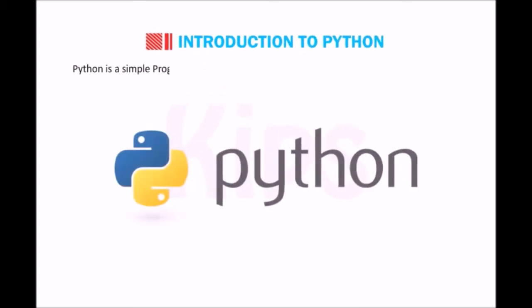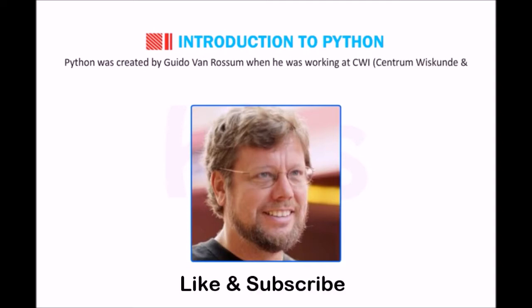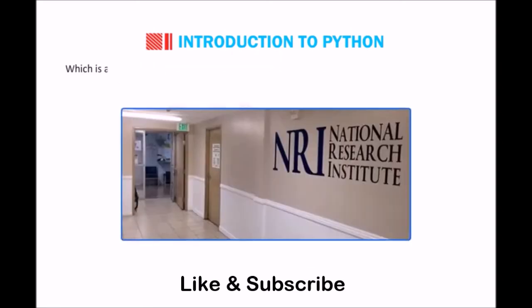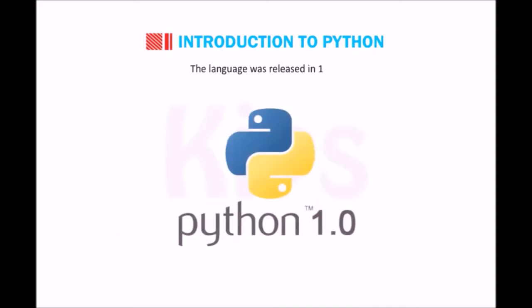Python is a simple programming language used to write code for computer programs. Python was created by Guido van Rossum when he was working at CWI, Centrum Wiskunde and Informatica, which is a national research institute for mathematics and computer science in the Netherlands. The language was released in 1991. Python is a high-level programming language.